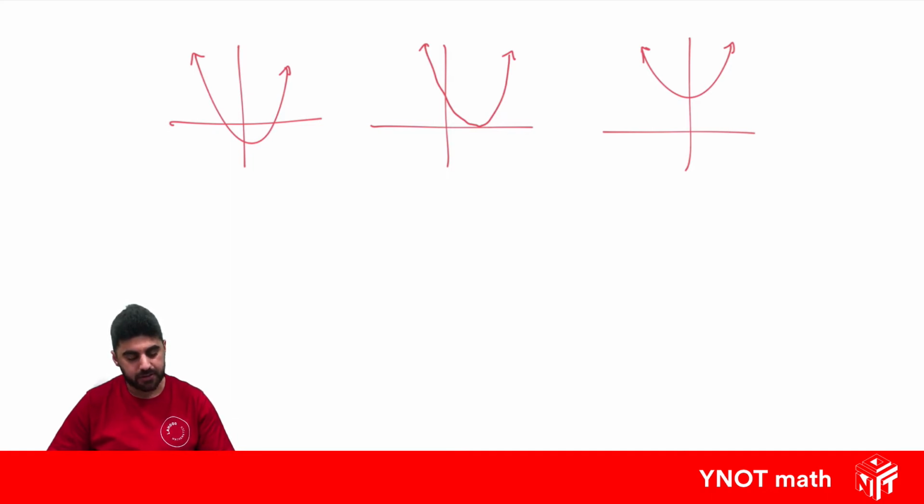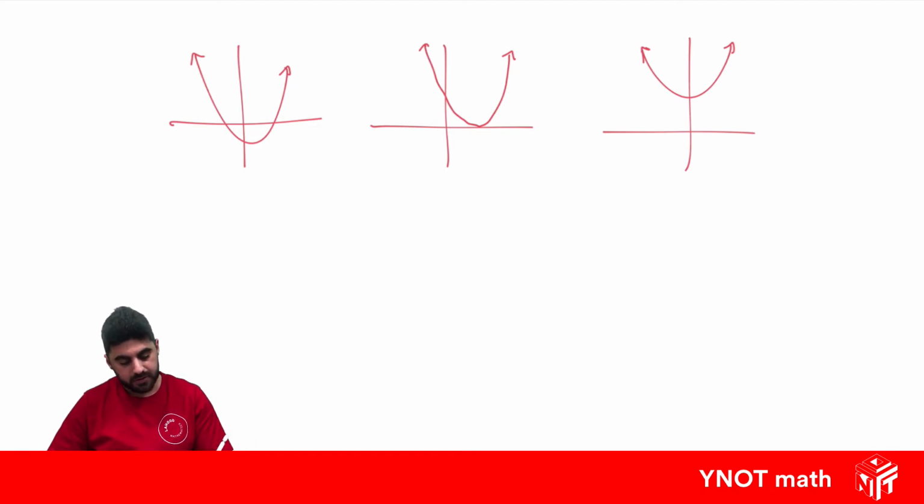Now, what are x-intercepts? To find an x-intercept, you make y equal to 0 and then solve your equation for x. So if we have two x-intercepts, that means we have two solutions for x in our quadratic equation. If we have one x-intercept, we only have one solution to our quadratic equation. And if we have no x-intercepts, we have no solutions to our quadratic equation.